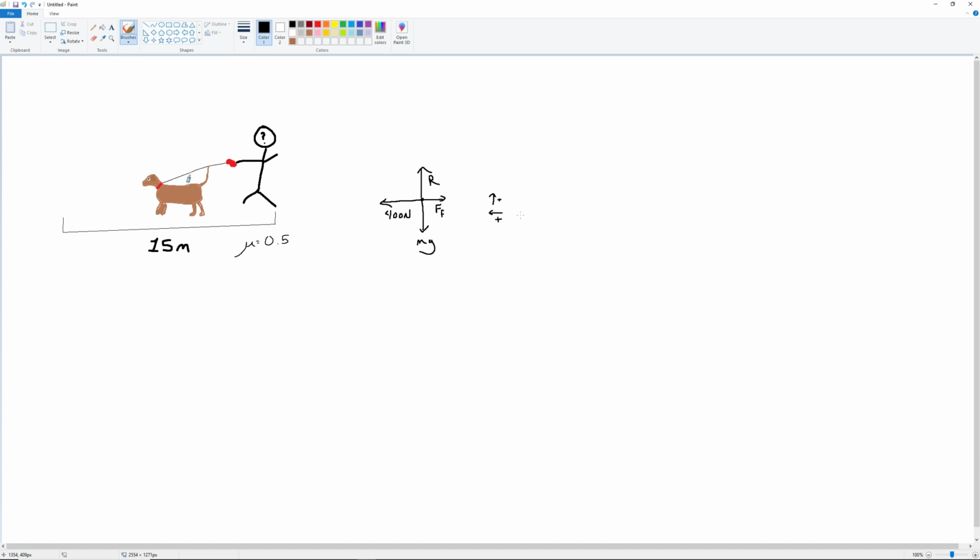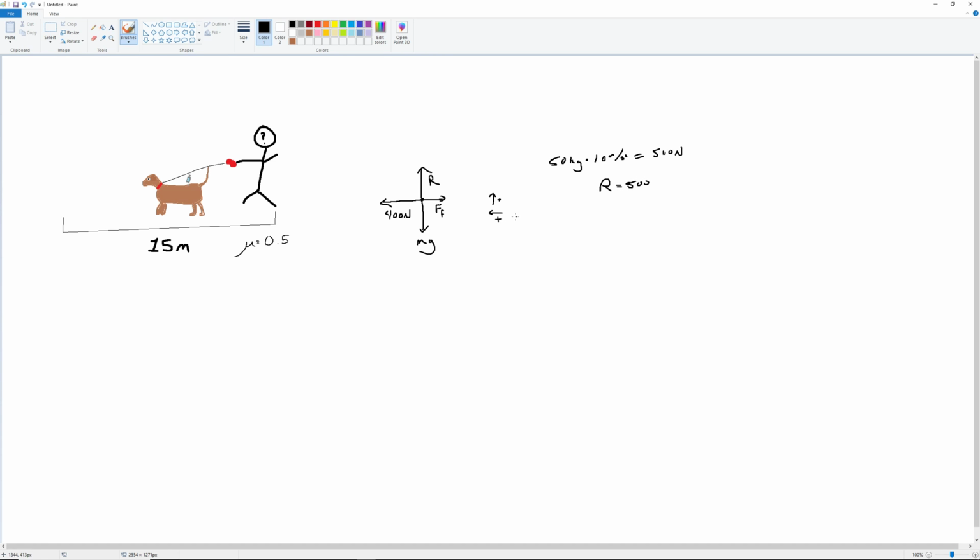Alright, and to find the force due to gravity, we're going to do mg. So his mass, which is 50 kilograms, times gravity, which we're just going to use 10 for. That's going to give us a force of 500 newtons. Alright, so now that we have the force of gravity, because the surface is perpendicular to the force of gravity, we know that the reaction force is equal to 500 newtons as well.